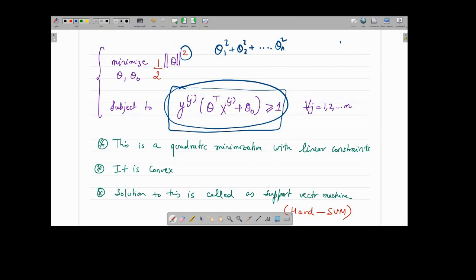So if you plot this particular curve for a single variable, let us say theta 1, and if this is y, then you know y is equal to theta 1 square is something like this, right? So it's a convex curve, and the solution to this particular optimization problem is basically the solution to the support vector machine problem, which is given over here.